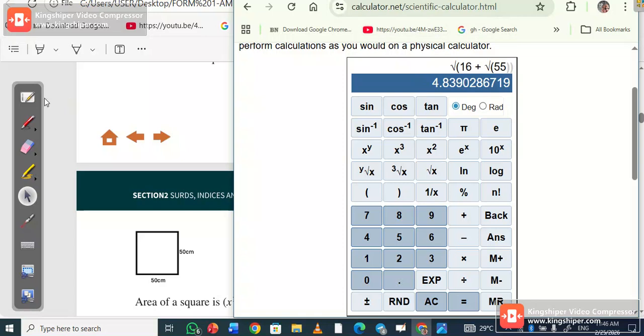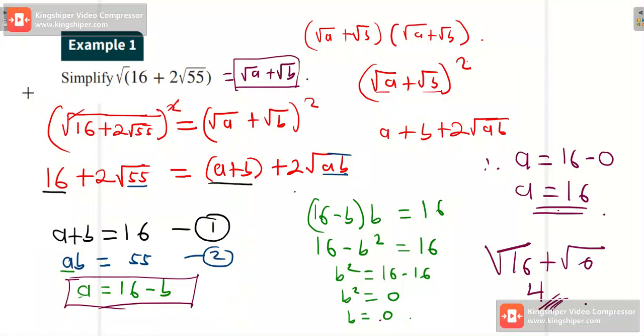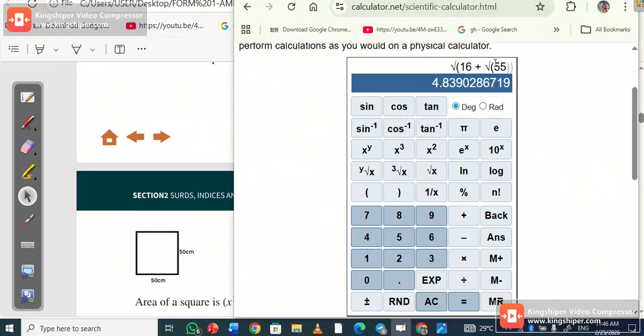Is that a question? Okay, 2 root of 55. So there is supposed to be 2 here. Then there's a mistake. Let me correct it. Plus 2 root of 55. Okay, so let me close there. I think my calculator is not working very well.